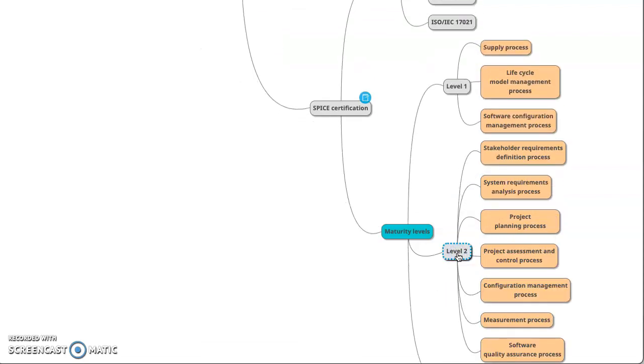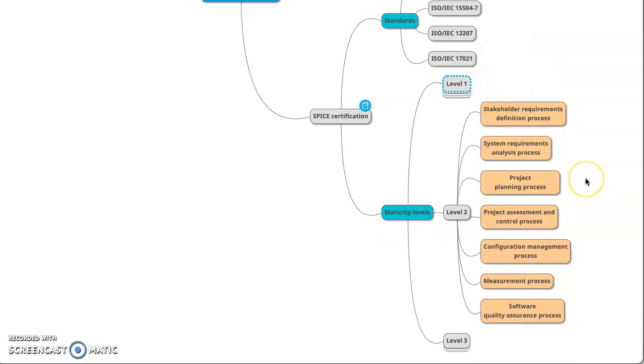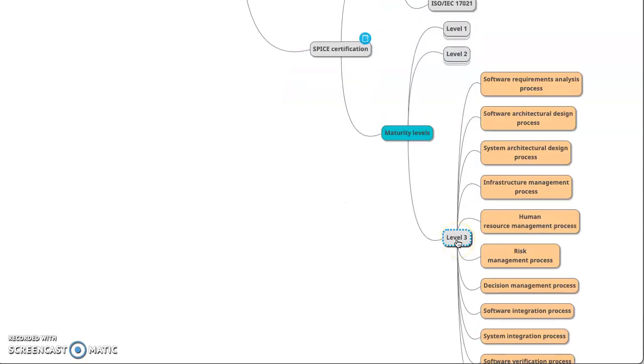If you have all of level one, but you have in addition the requirements definition, system analysis requirements, project planning, project assessment control, configuration management process, measures process, and software quality assurance. If you comply with all this, you are in level 2. And if you comply with all the others, but you have these two, you are in level 3. That is the top of the ones that will comply with the requirement.